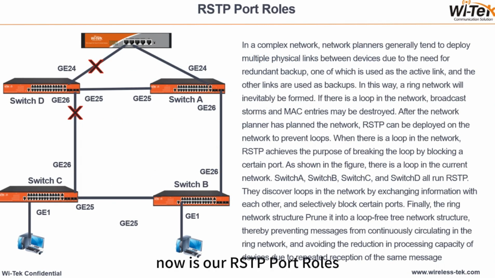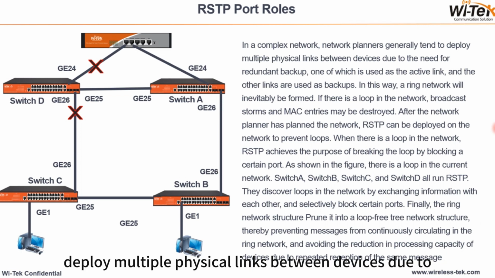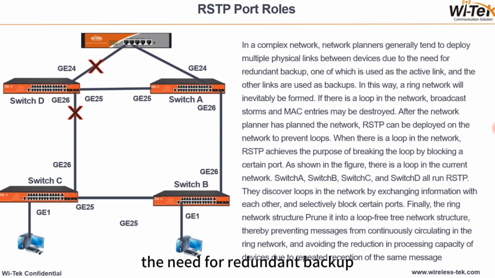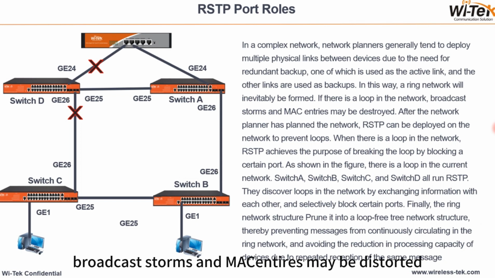Now is RSTP port roles. In a complex network, network planners generally tend to deploy multiple physical links between devices due to the need for redundant backup, one of which is used as the active link, and the other links are used as backups. In this way, a ring network will inevitably be formed. If there is a loop in the network, broadcast storms and MAC entries may be destroyed.